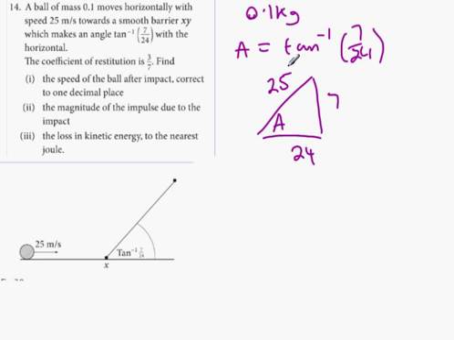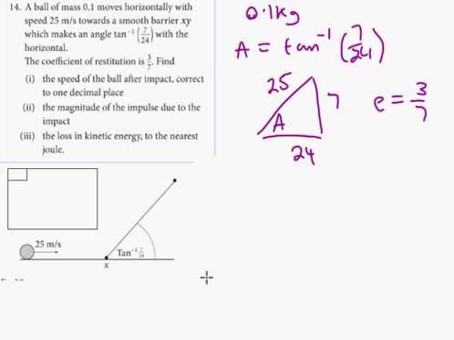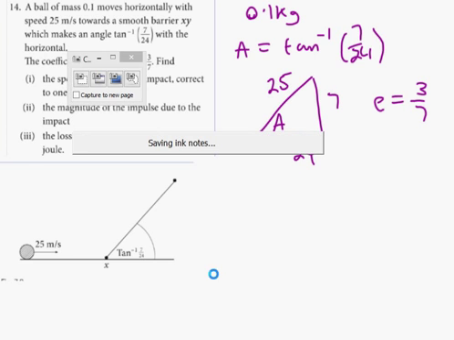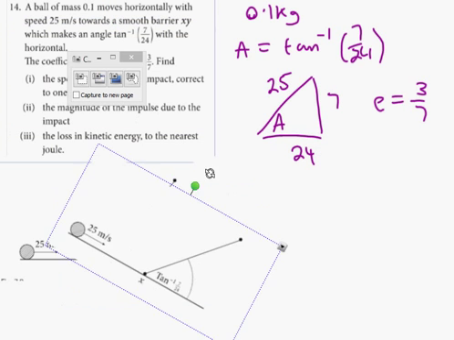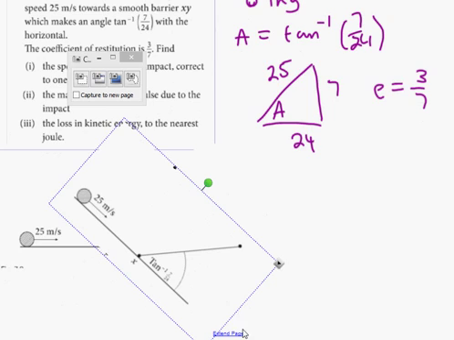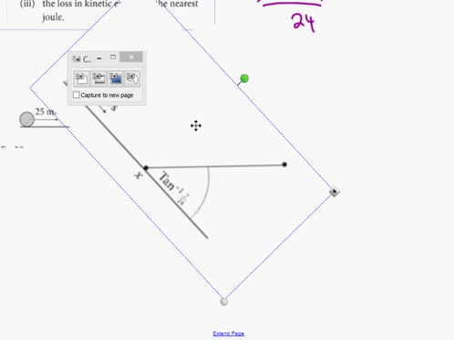Now, the coefficient of restitution, the E value, is 3 over 7. Find the speed of the ball after impact, correct to 1 decimal place. Now, once again, because it's not lined up in the usual manner, it confuses your brain about something you might think is easy. So all you've got to do is just turn it around like so, and we'll make this diagram a bit bigger, and then there you go.